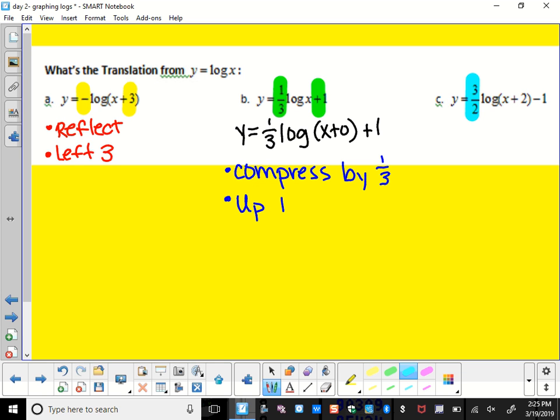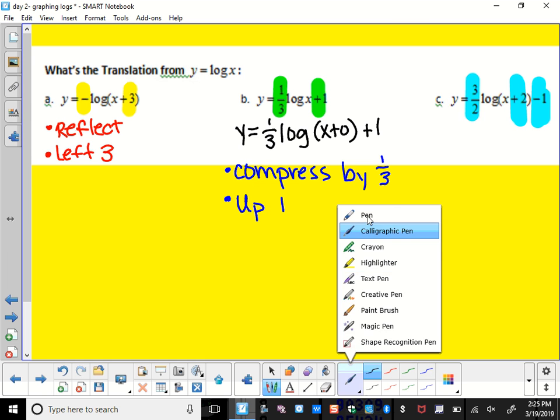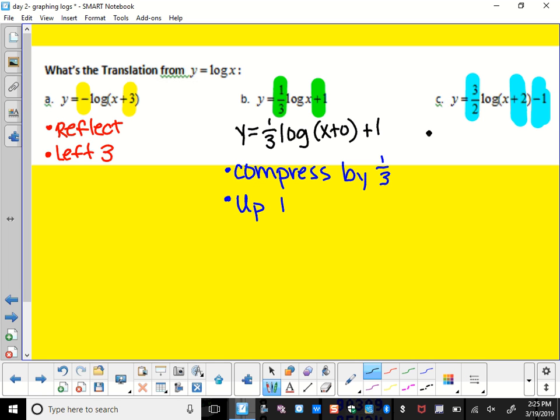All right, in letter C, I have 3/2, plus 2, minus 1. So I have 3 transformations. What are they? Good. We're going to stretch. Everyone's been yelling out compress because they see a fraction. But that fraction is bigger than 1. It's 3/2. So anything bigger than 1, we stretch. And then my plus 2. Good. And then minus 1. Beautiful. Down 1. All right.